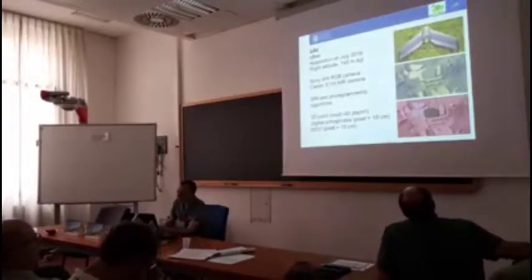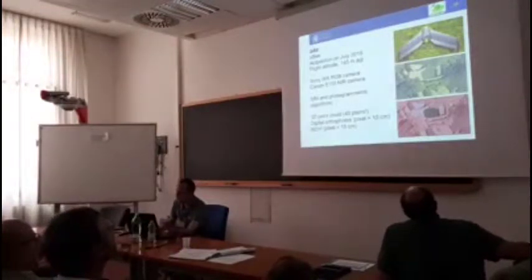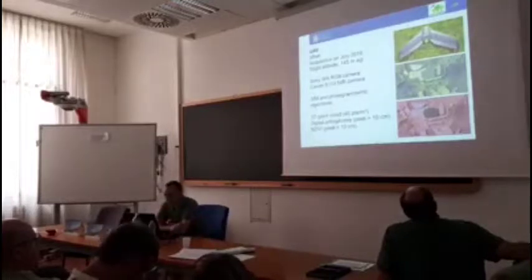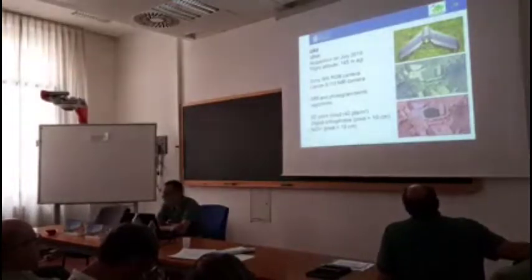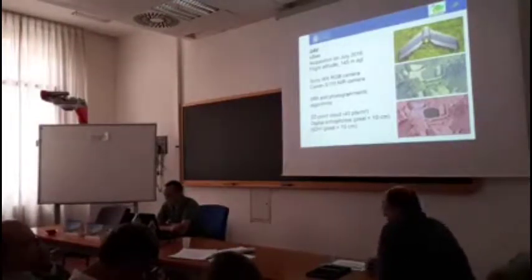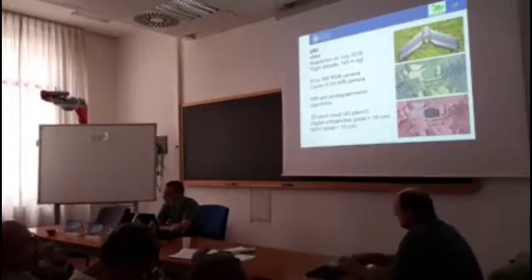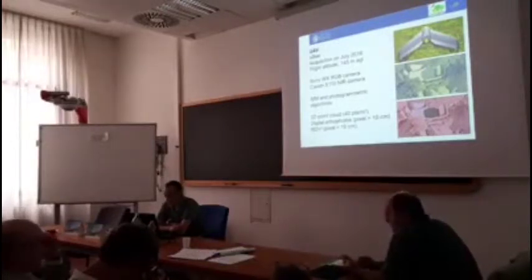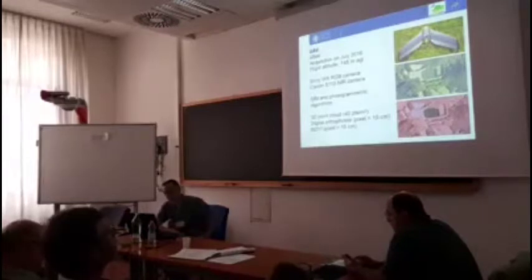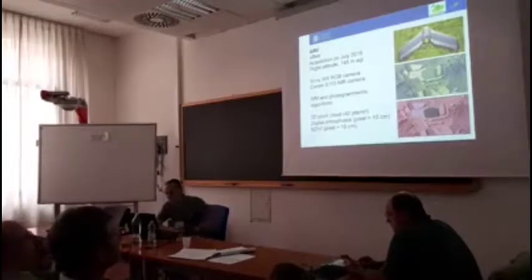The flight with the drone was carried out in July 2016. We used a UAV that has been already described by Francesca. The flight altitude for the UAV was 140 meters above ground level. The UAV carried 2 types of camera, an RGB camera and a near-infrared camera. And we positioned on the ground 12 ground control points in open areas, and the position of these ground control points was determined with a GPS with centimetric accuracy.